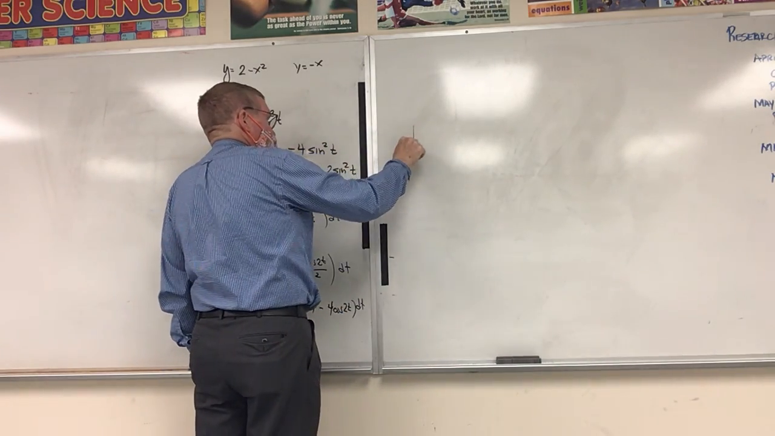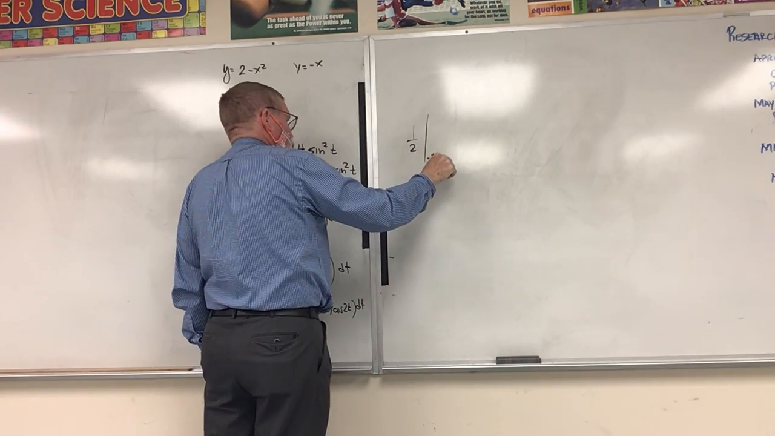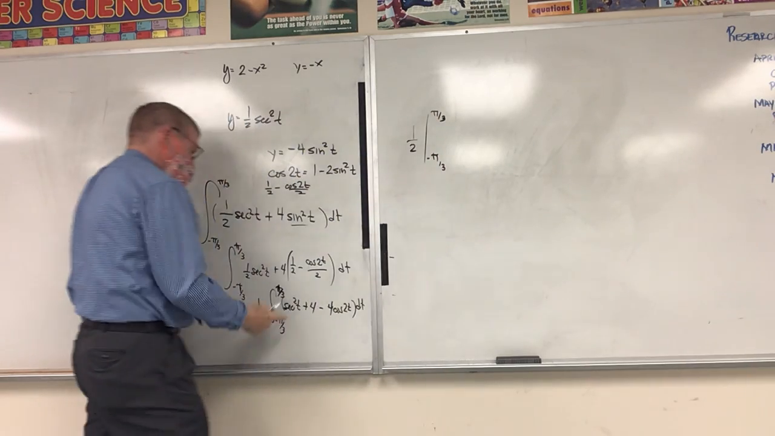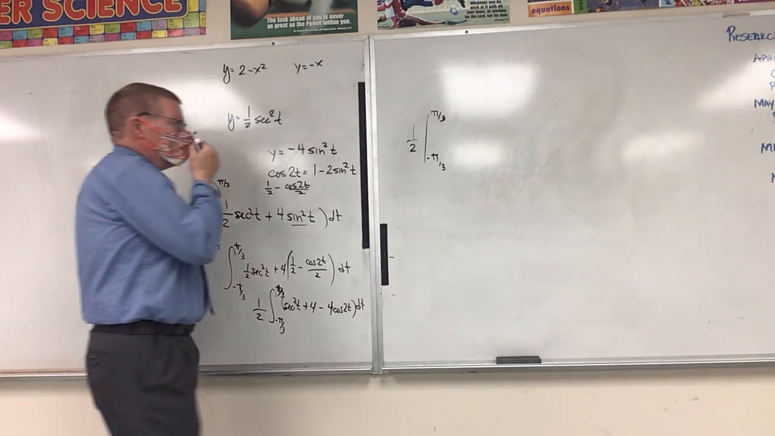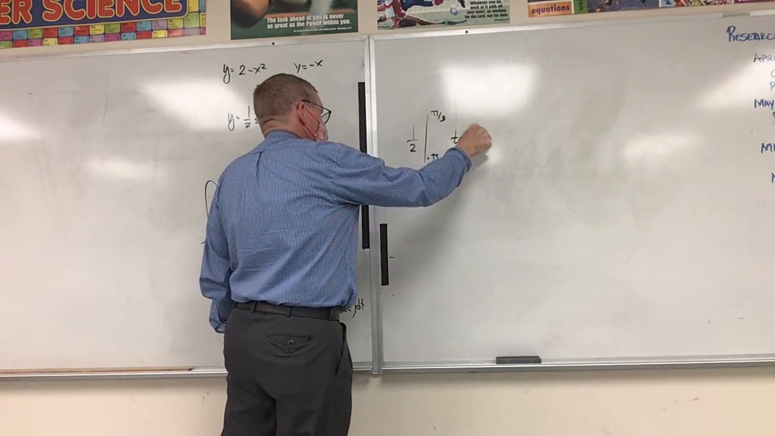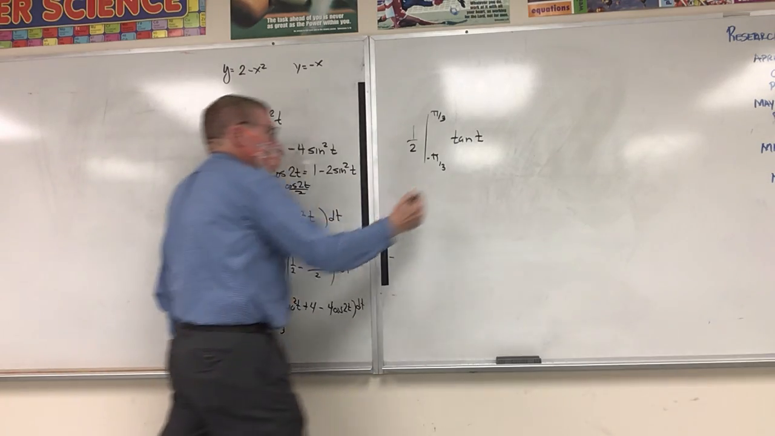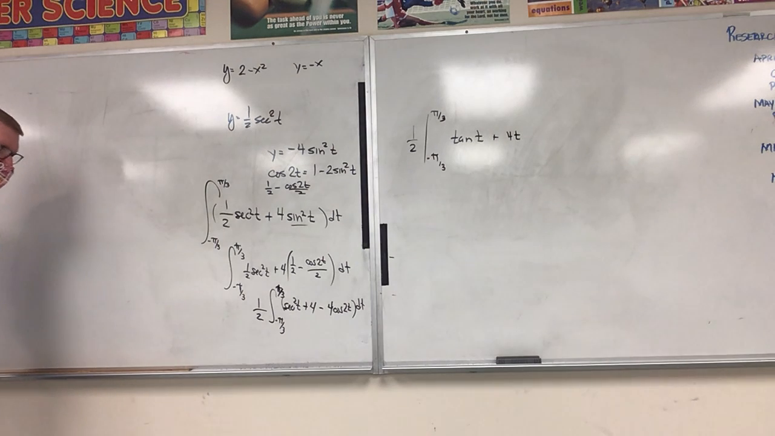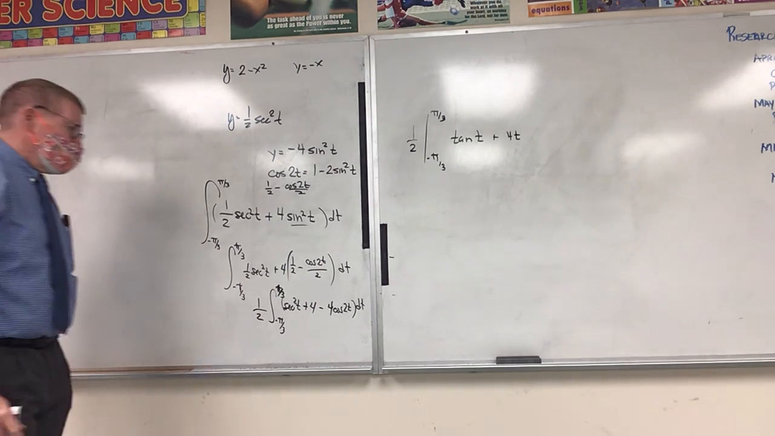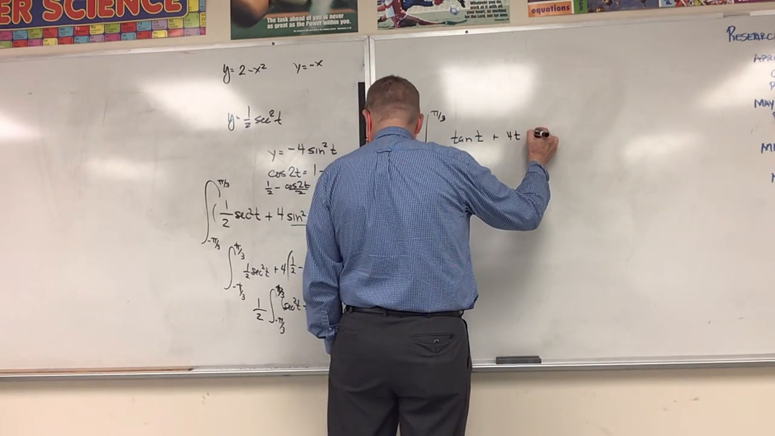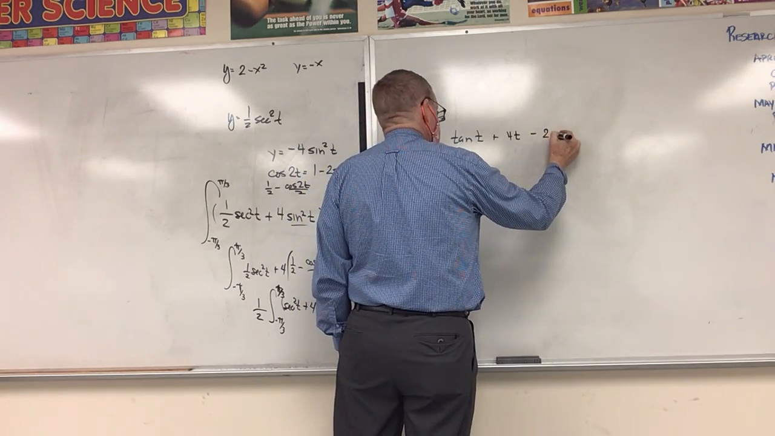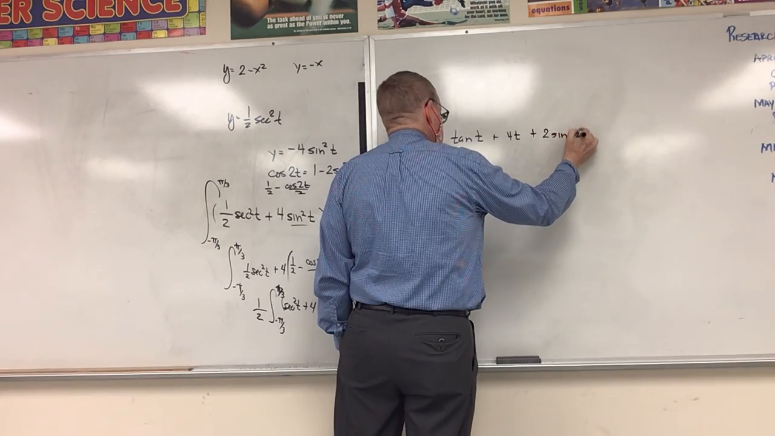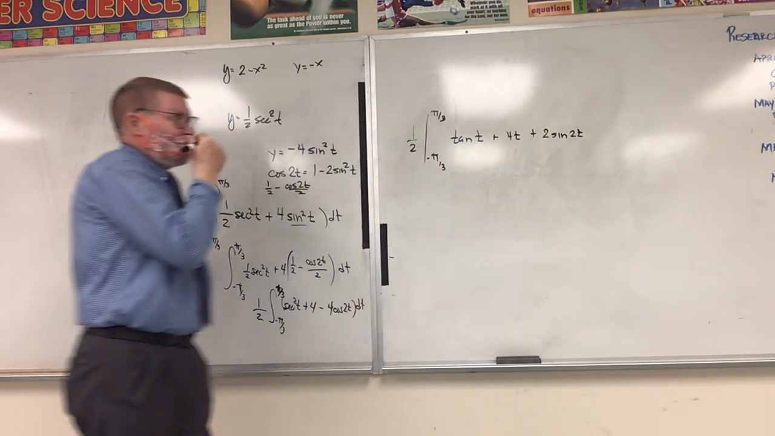So therefore I got 1/2 the integral from negative pi over 3 to pi over 3 of secant squared, 4, and 4 cosine 2t. The integral of 4 cosine 2t is just 2 sine 2t. Minus 2 sine 2t or plus, correct?